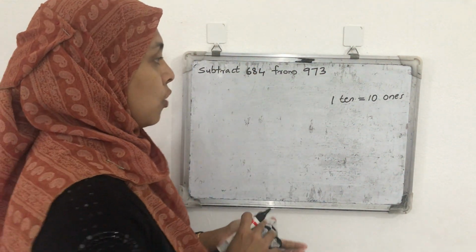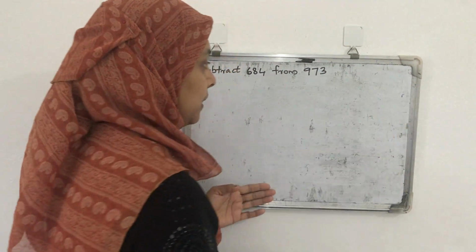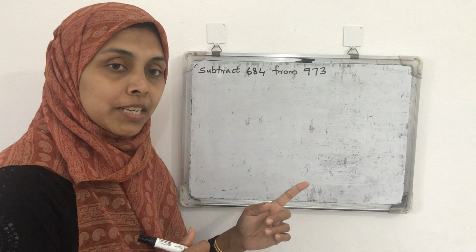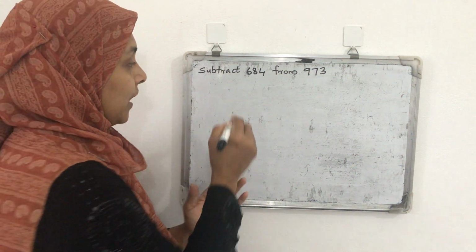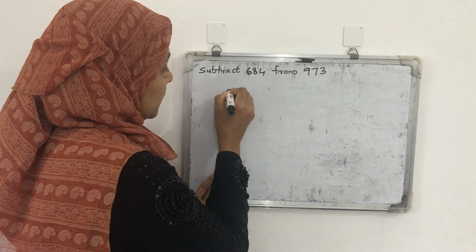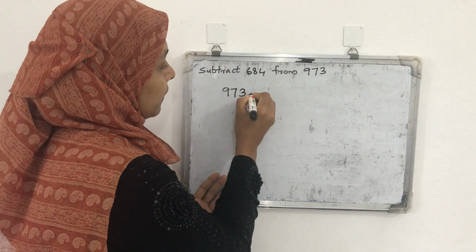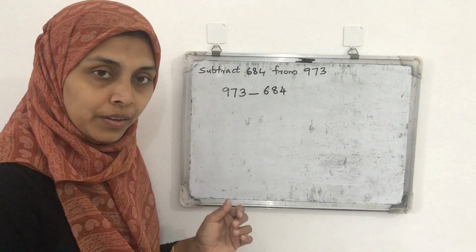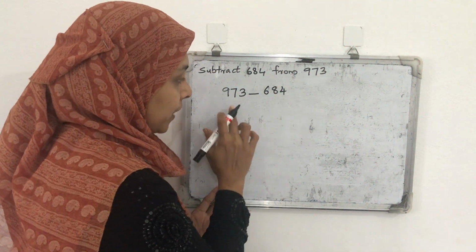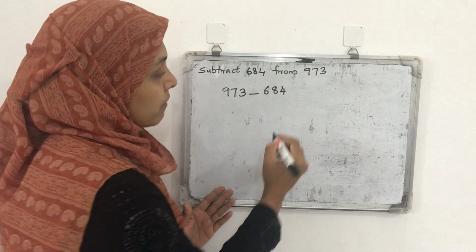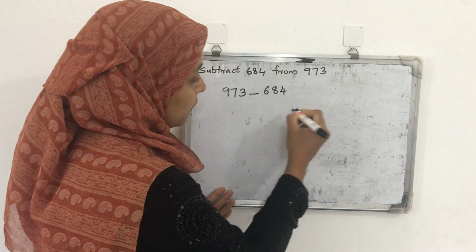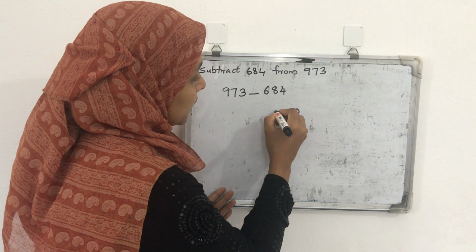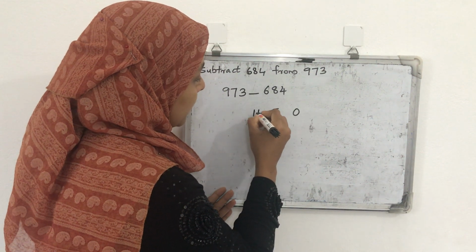So listen here. How many digits are there? In both numbers there are 3 digits. From which number are we subtracting? From 973. So first we write 973 minus 684. After that we arrange these numbers in columns, in their place values: ones, tens, hundreds.